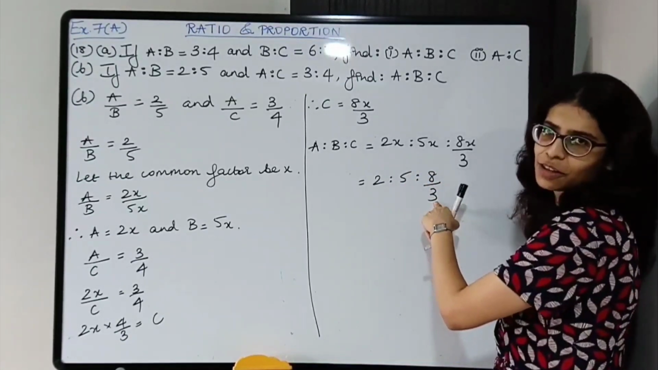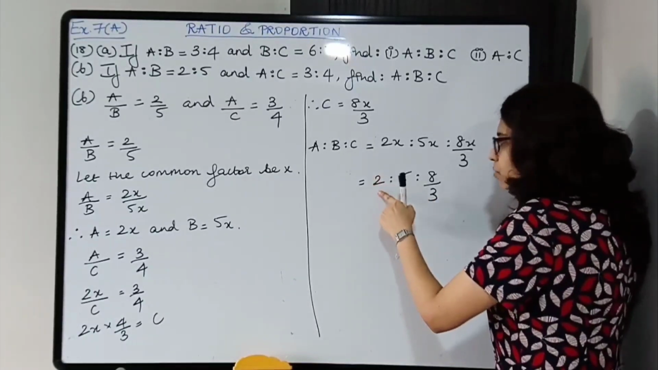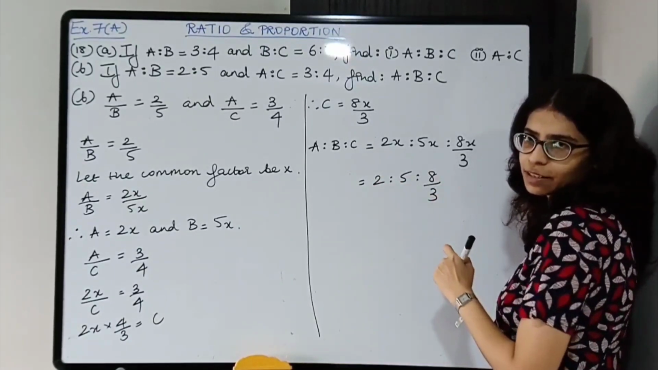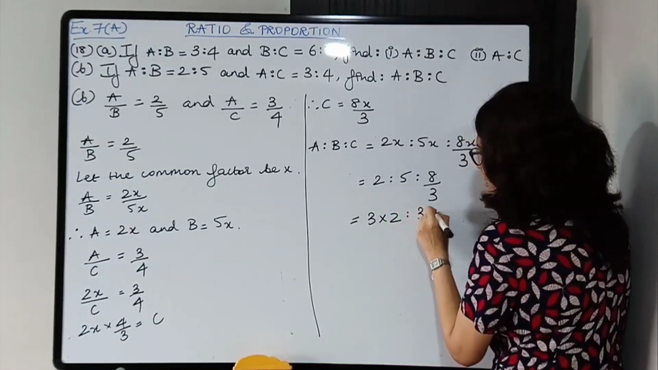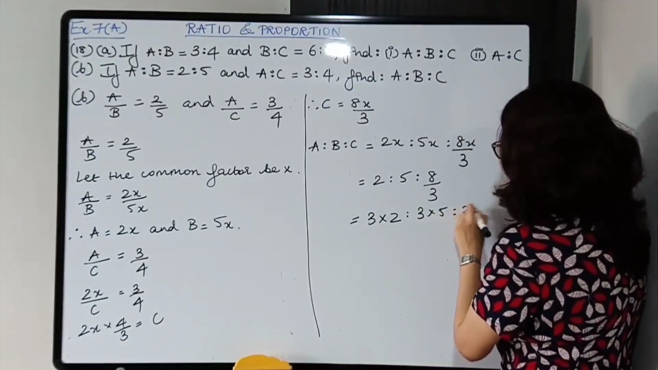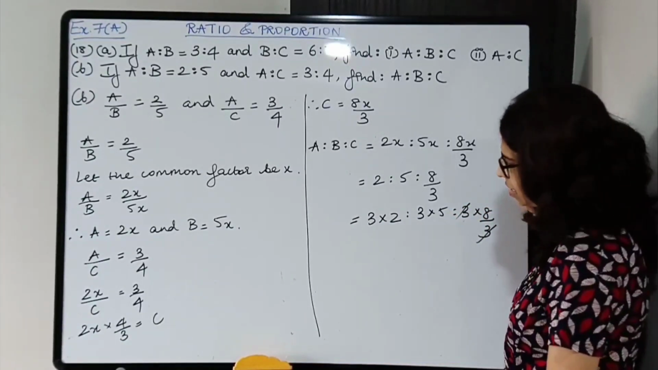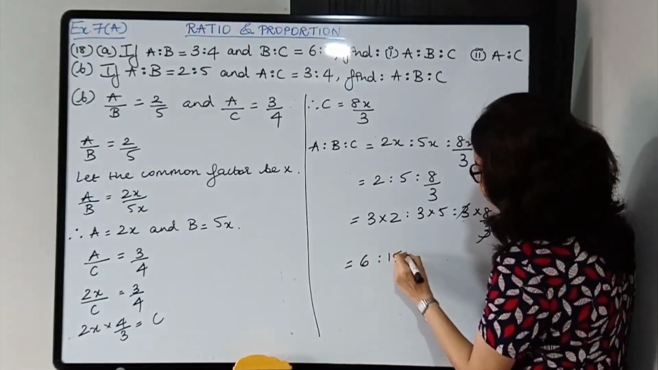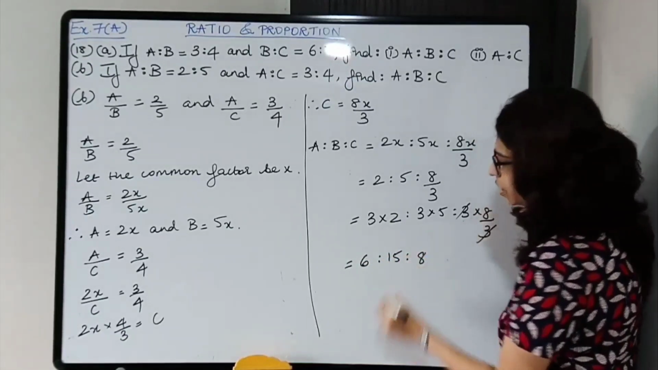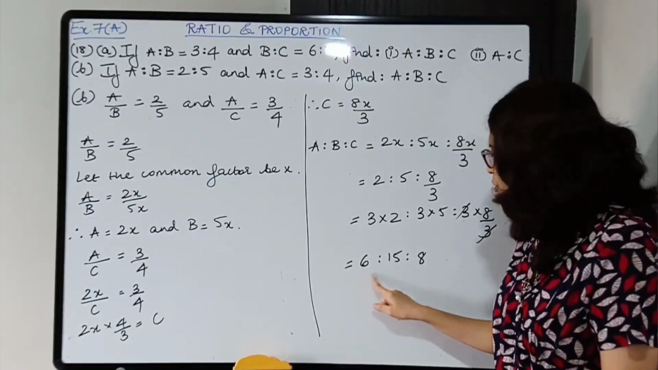Again we have a number in the denominator. What will you do? Multiply by that number. So all three will be multiplied by that number. So 3 into 2, 3 into 5 and 3 into 8 by 3. So 3 cancels. Now 3 into 2 is 6, 3 fives are 15 and here you are left with 8. So if you check all three, you cannot reduce it further.